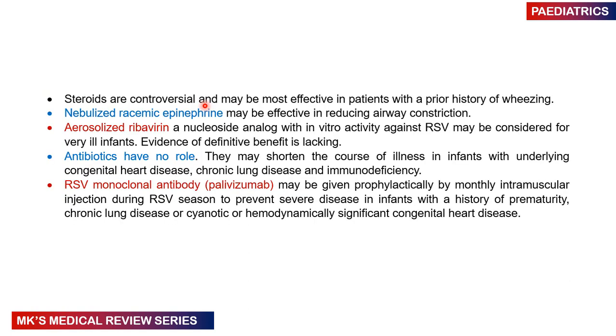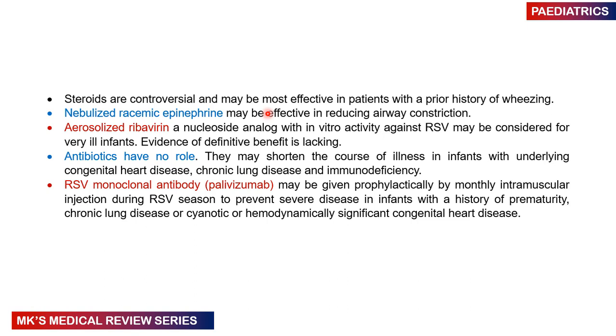Steroids. Do they have any role? Remember that steroids are rather controversial and may be most effective in patients that have a prior history of wheezing, though we don't really use them in bronchiolitis. Nebulized racemic epinephrine may be effective in reducing airway constriction, but we also don't routinely use it. Aerosolized ribavirin is an antiviral that works against RSV, which may be considered in some very ill infants. We don't have it in our setting, but the evidence of definitive benefit is lacking from all the children that have received the ribavirin.